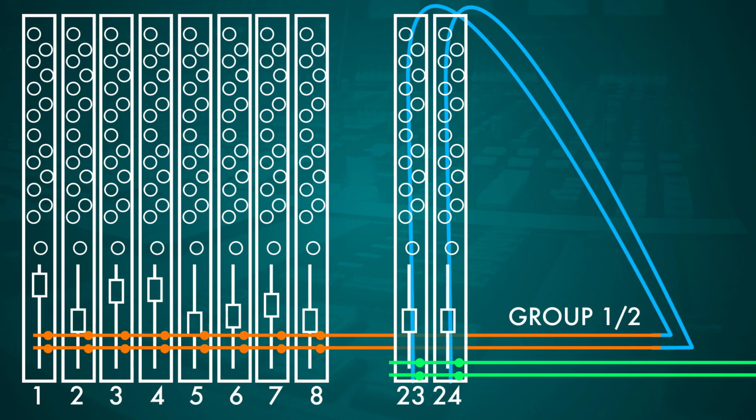From here we can send the channel 23 and 24 to the mix bus, and we have the drums back into the mix. We've got to make sure that we pan 23 all the way to the left and 24 all the way to the right to have them back into their stereo image.